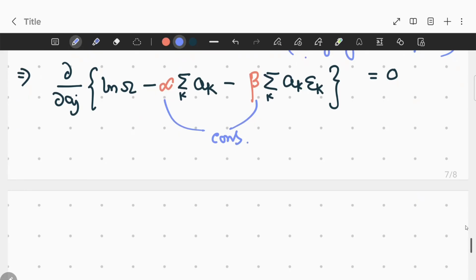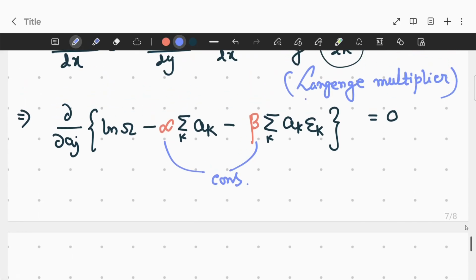One more thing, you see here we have taken this omega. This is a function of ak. This is ak, this is ak ek. But we are differentiating with respect to aj. Can you guess why?